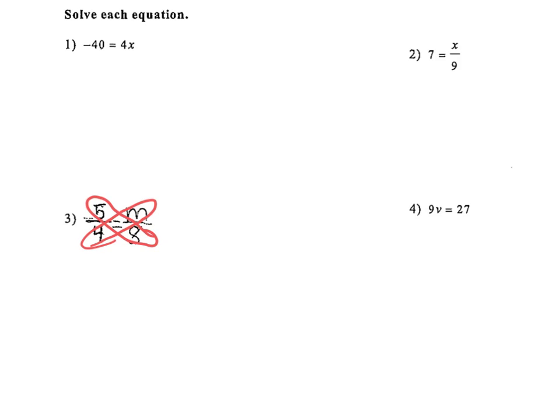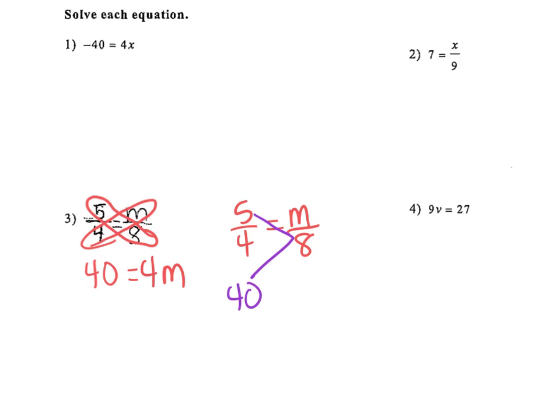So it's 5 times 8, 40. And then it's going to be m times 4. You just put 4m. The equal sign goes straight down. Or maybe you like this way. Okay. So that's how you set up number 3. So go ahead right now and you're going to work on 1 through 10 for classwork.